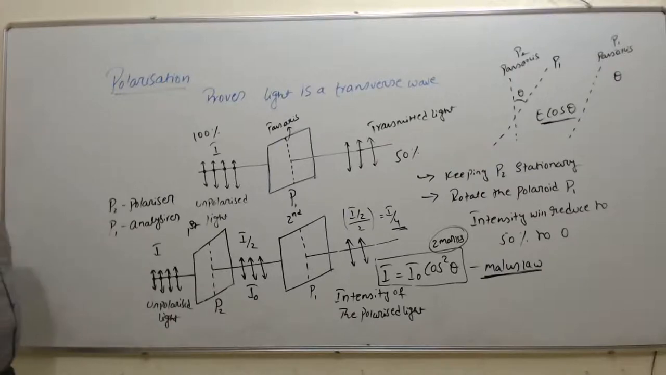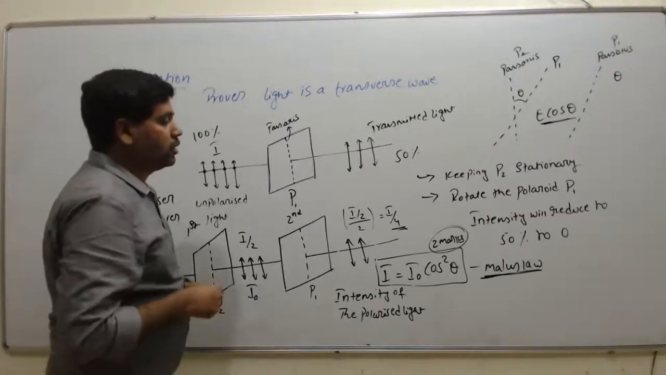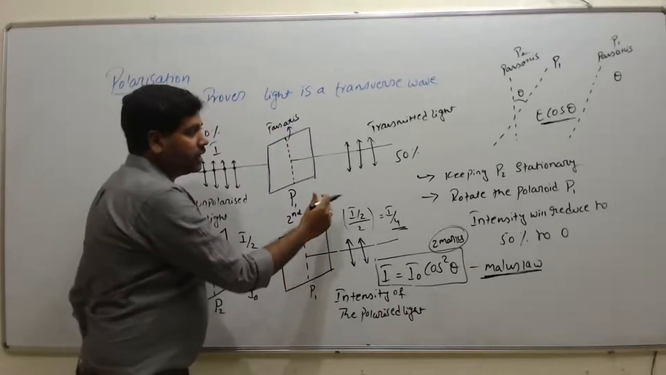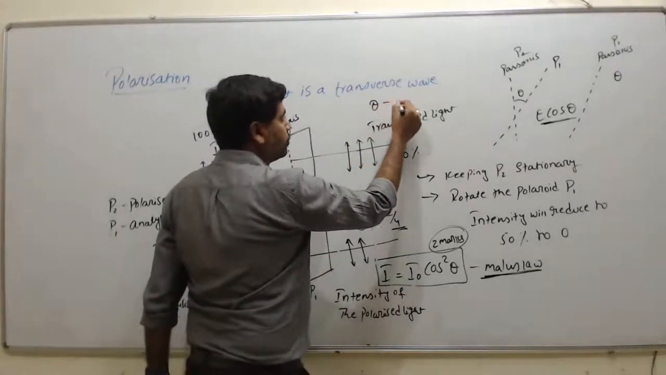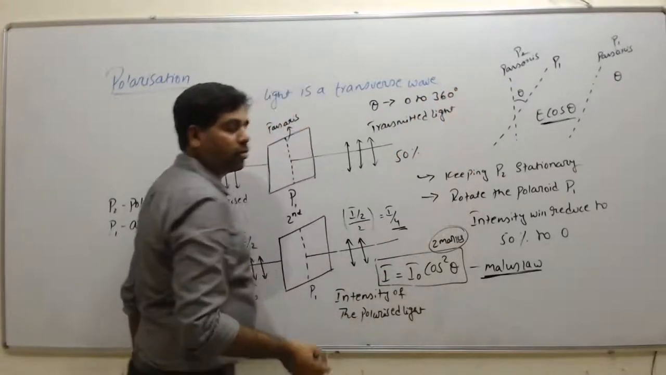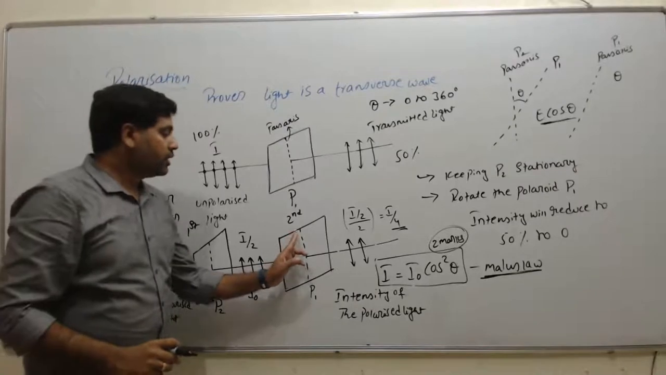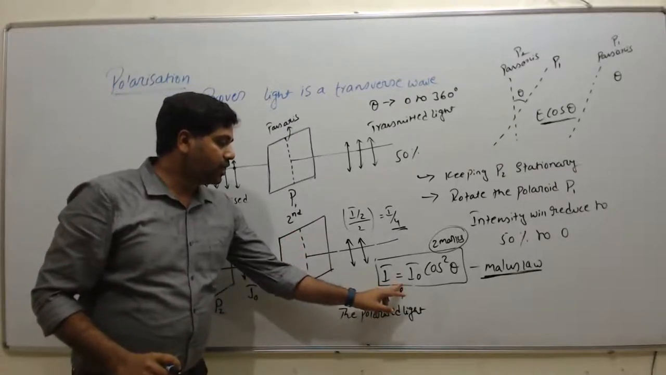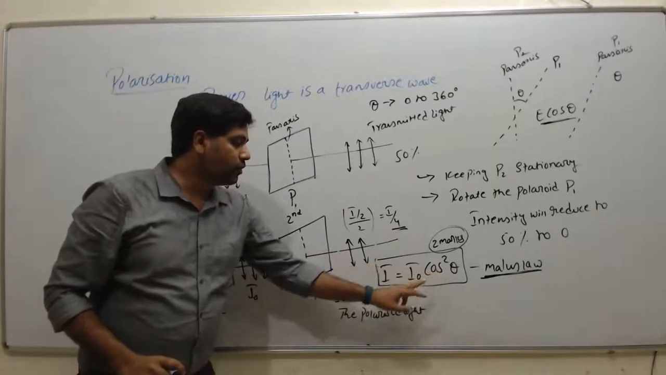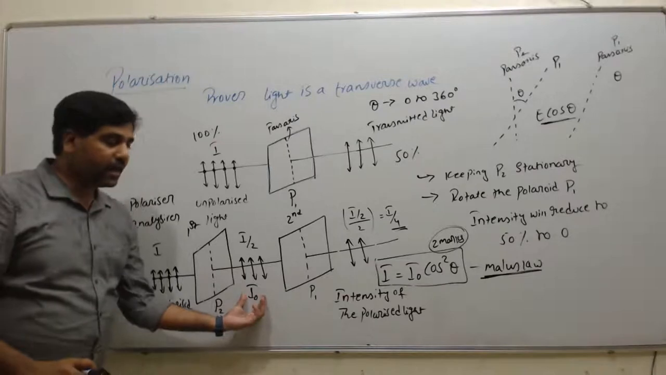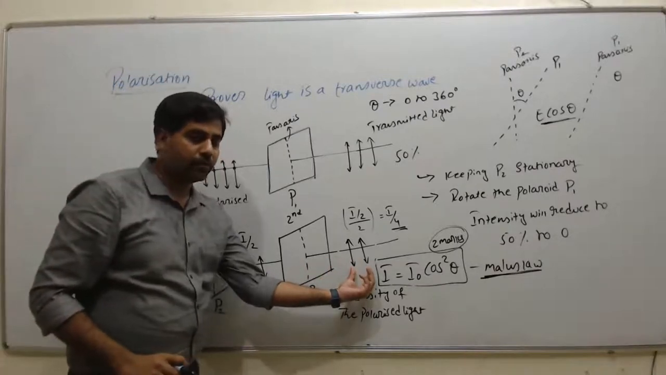If theta varies from 0 to 360 degrees for one rotation, right? If the theta value is 0, then cos 0 is 1, so the intensity I is equal to I naught. The intensity we are getting here, we will get here, right?